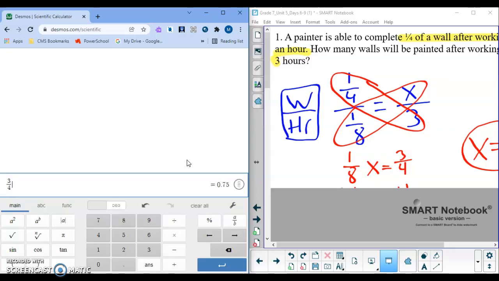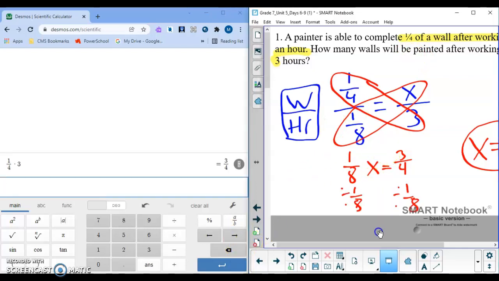I'm going to put in 1/4. Make sure I'm scrolling to the right. Times 3. Oh, sorry, I put 3/4 instead of 1/4. 1/4 times 3. Look, see how it gives us a decimal. Remember, we want to change that, so we want to convert that to 3/4. If the problem has fractions, we use fractions. If the problem has decimals, we use decimals.